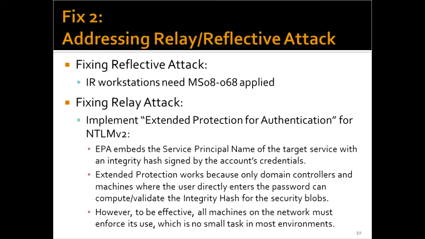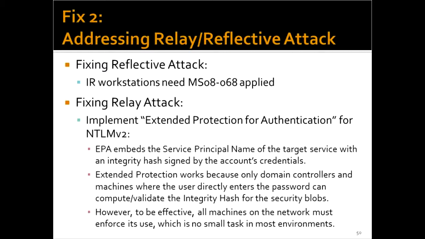So we talked about the fix for the reflective attack: adding this patch MS08-068 should be no problem. For the relay attack, it's a little more difficult, and you'll see some documentation out there that says that SMB signing is maybe the best approach to fix this problem. I kind of disagree with that, primarily because, if for no other reason, SMB is not the only service that uses NTLM. So even if it's possible to fix this problem for the SMB service, what about the other services?